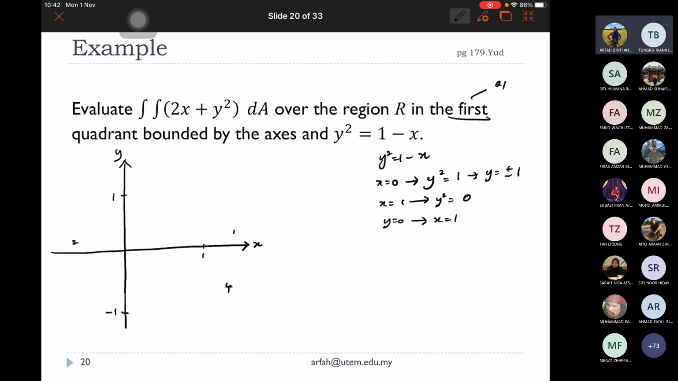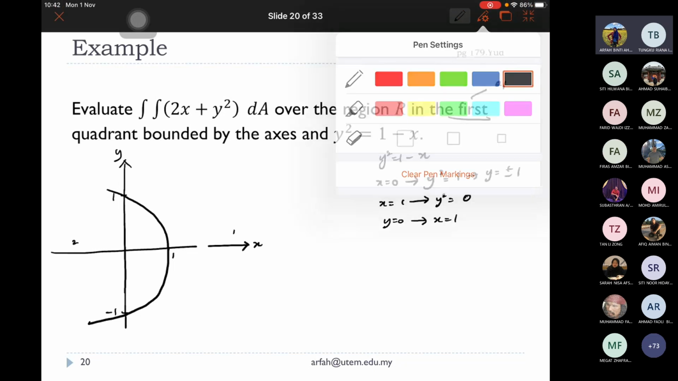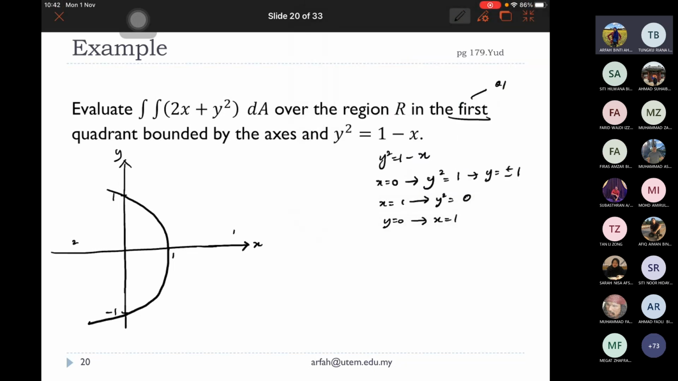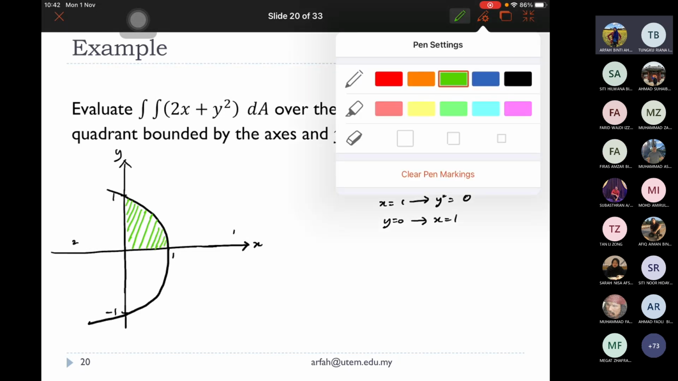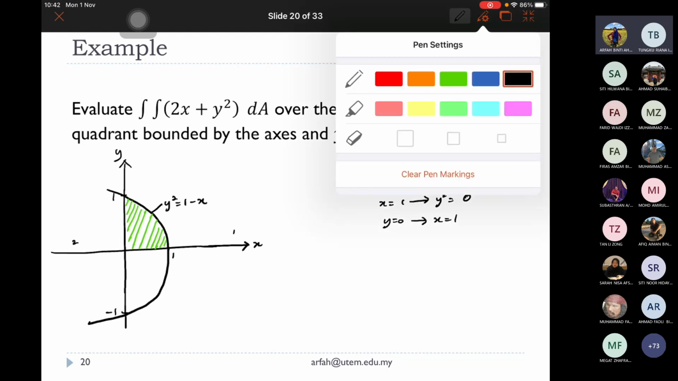Okay. So macam mana bentuk dia? So dia sebenarnya adalah satu circle. It will be this kind of circle. Satu dekat sini. Ianya akan jadi satu circle. Okay. Tapi dia kata dia terletak dekat kuadran yang pertama. Meaning that dekat sini adalah dia punya shaded region. So this is the shaded region R. Okay. So ini adalah garisan Y kuasa 2 sama dengan 1 tolak X. Okay.